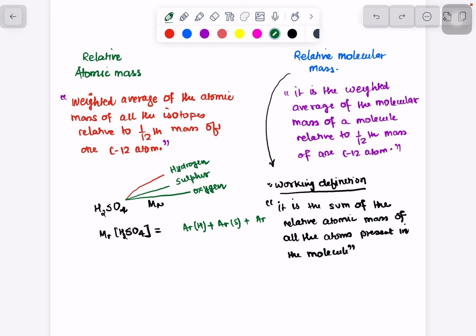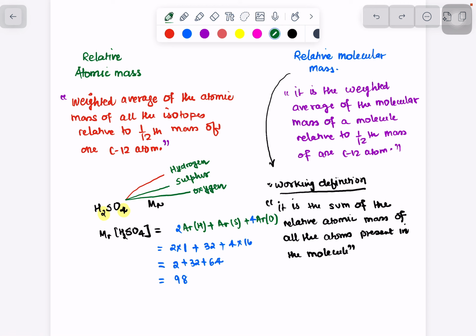Once you finish that, we need to look at the formula again and at the subscripts of these elements, and the subscript will tell us the number of atoms of each element present in the molecule. For example, there are two hydrogen atoms, one sulfur atom, and four oxygen atoms. After putting these subscripts in front of the relative atomic masses, you multiply and then add them together. So 2 times 1 plus 32 for sulfur and 4 times 16 for oxygen, and adding them together it comes to 98. So 98 is the relative molecular mass of sulfuric acid.